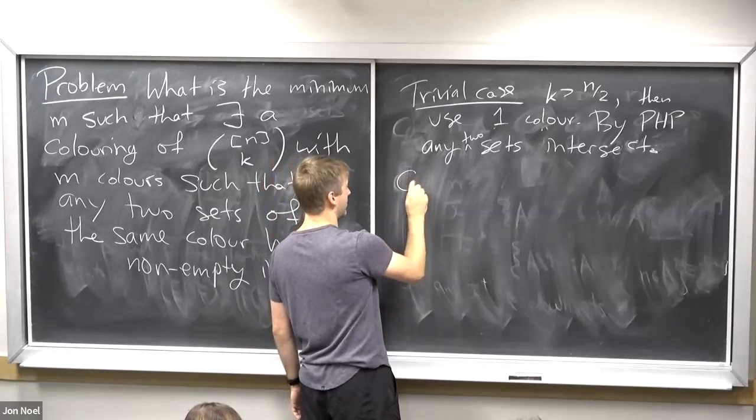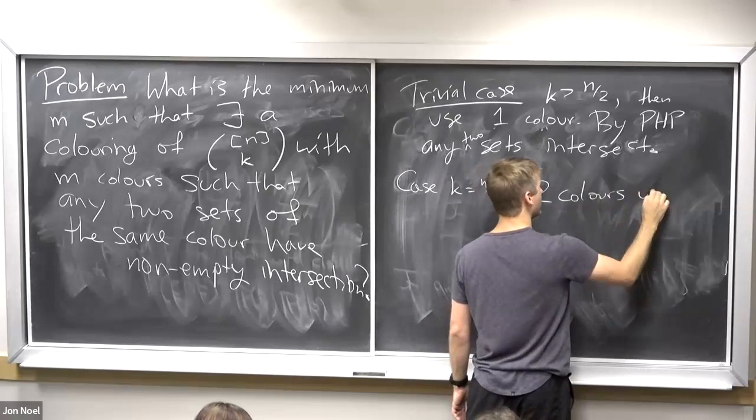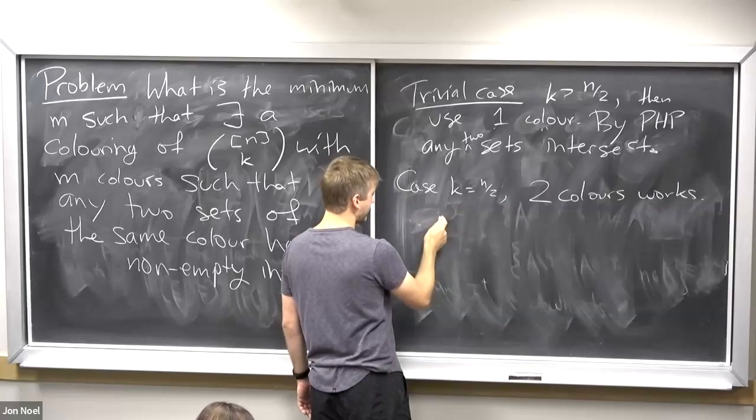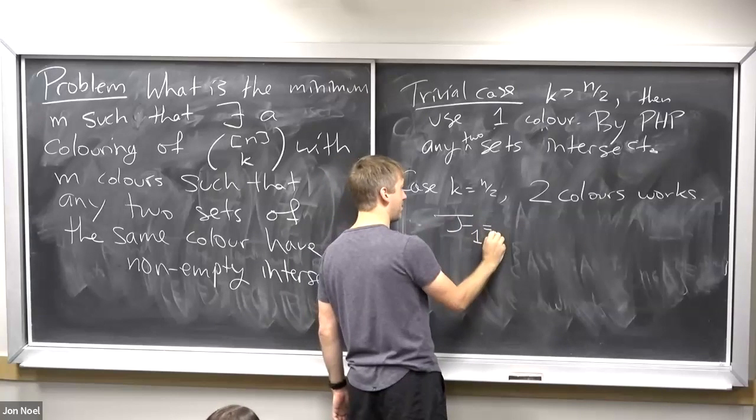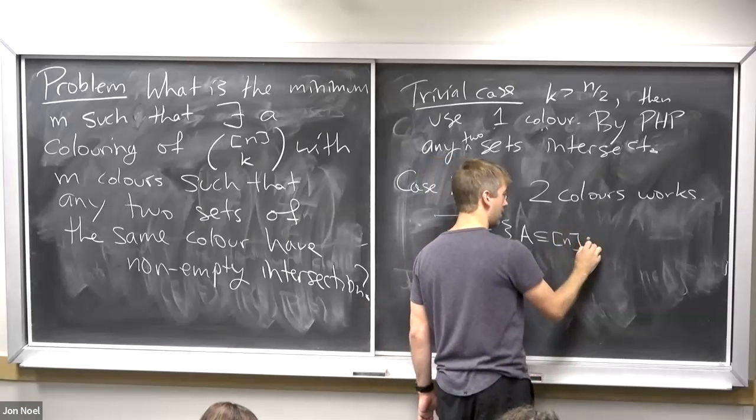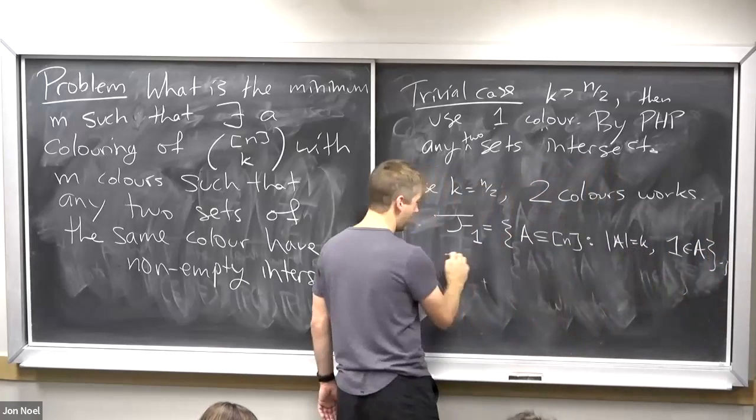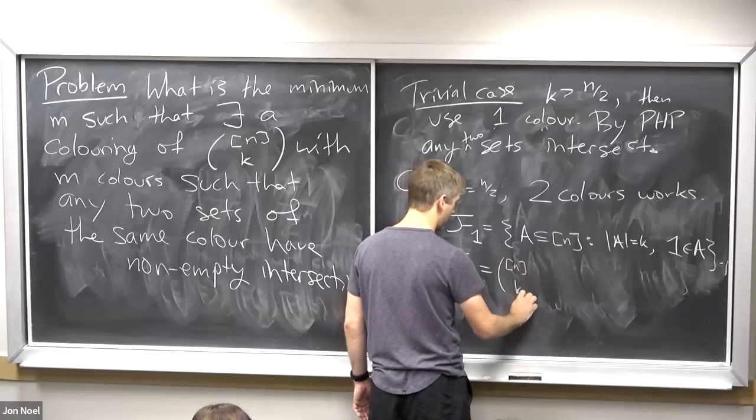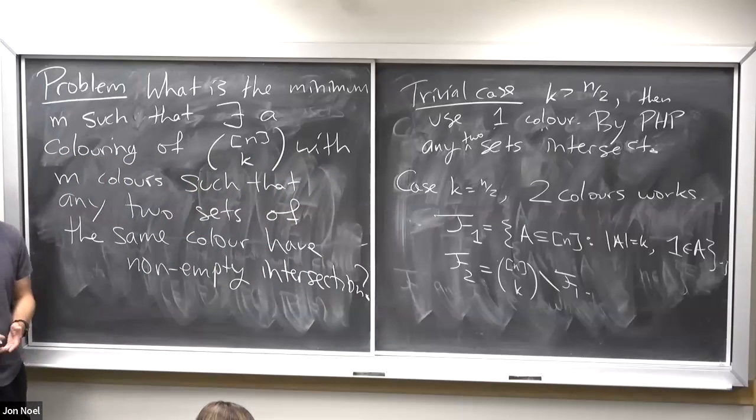So in a case like K is N over 2, two colors works. We can think of it as colors, or we can think of it as two intersecting families. My first family will be the set of all A of size K that contain one, and then F2 is everything else. I guess that completely answers the question in that case, because you can't do one color.